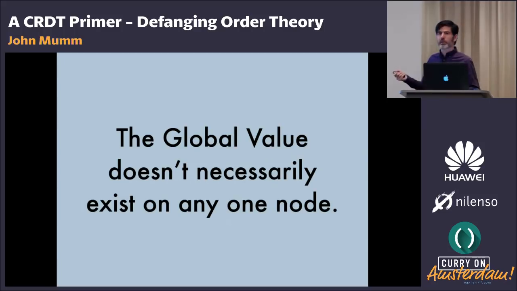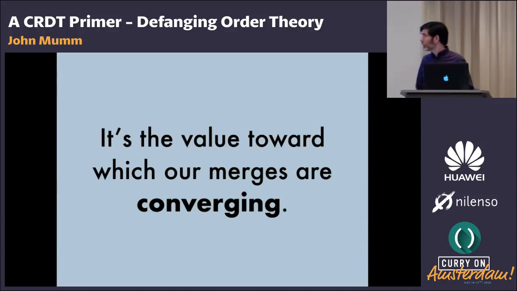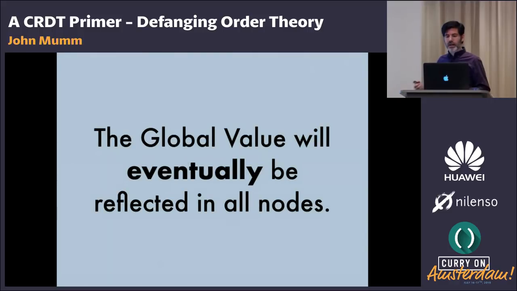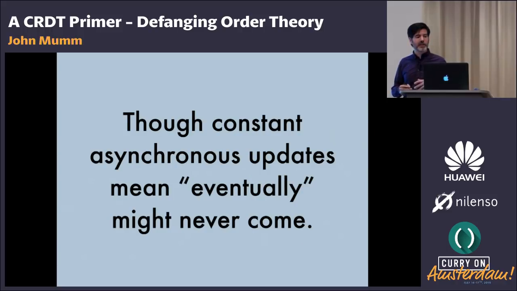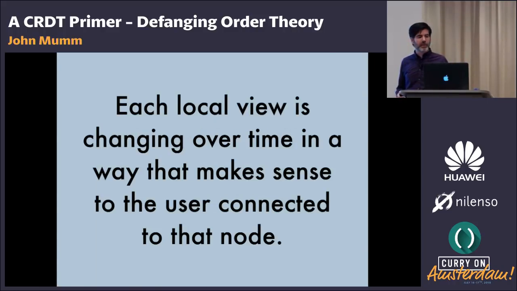But the real global value doesn't necessarily exist on any node in the system. It's the value toward which our merges are converging. Now, the idea is that it will eventually be reflected on all of the nodes. But because of these constant asynchronous updates, this eventually might actually never come. So there might never be a case, particularly as we add more nodes, where the true global value is reflected on one of the nodes. But that's okay as long as each local view changes over time in a way that makes sense to the user connected to that node.